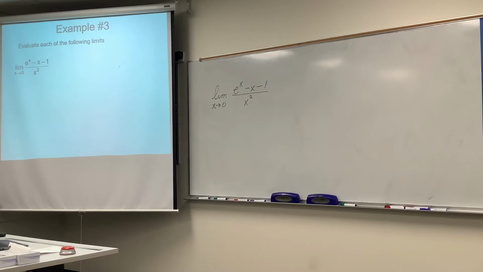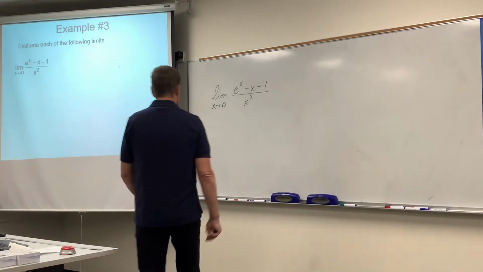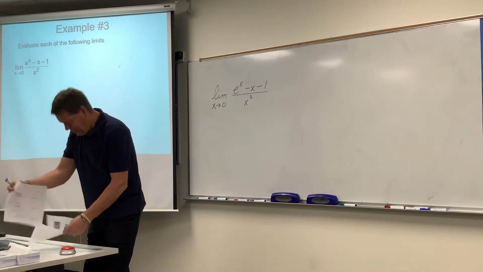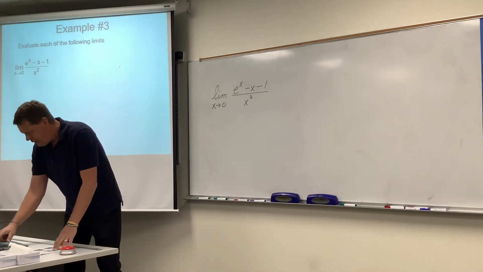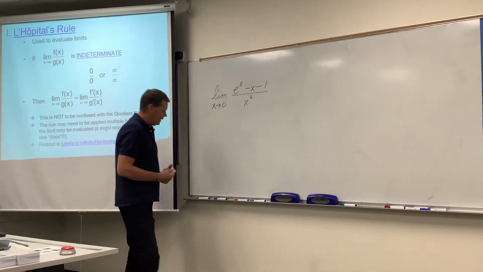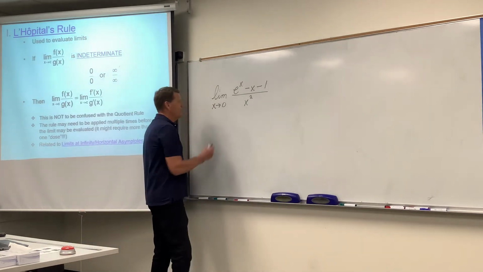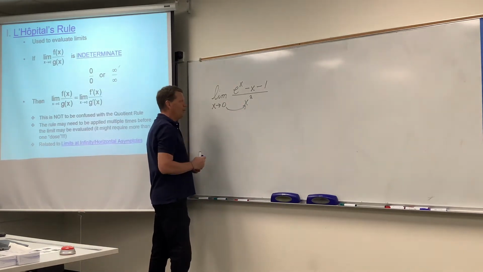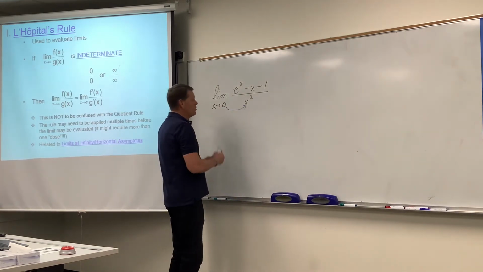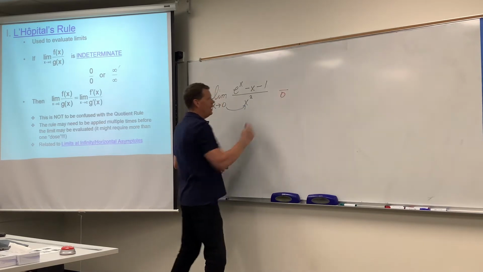All right, L'Hopital's rule, example 3, part A. And again, we're applying a limit to a fraction. So there is the potential that we would prescribe L'Hopital. But again, we must check to see if that limit is indeterminate by substituting 0, or whatever we're approaching, in for x. So 0 squared is 0.